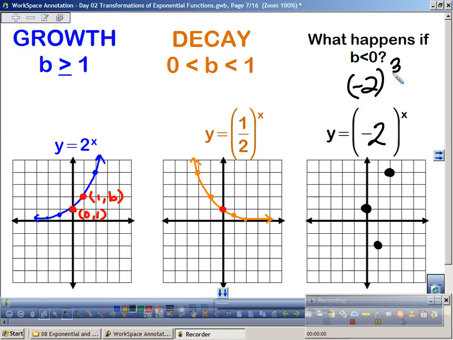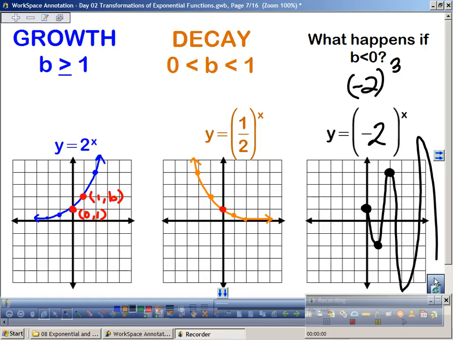What's negative 2 to the 3 times itself? Negative 8. Doesn't make any sense, right? So we started here, and then we went here, and then here, and then here, and then what do you think we're going to do? Back up? Is that a function? No. It's not a function. You're right, it doesn't pass the vertical line test.